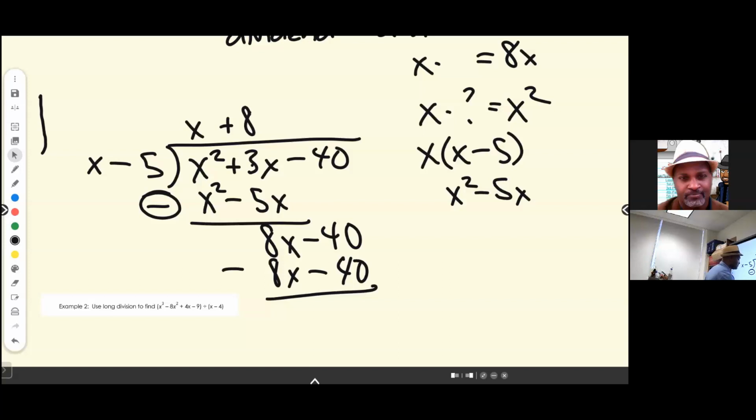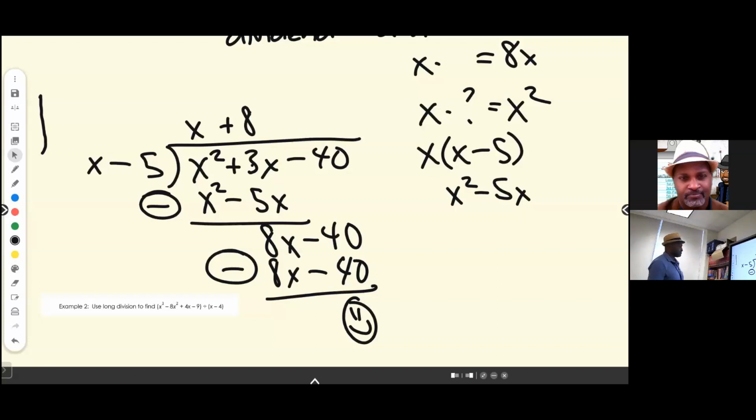We have to be careful, again, to subtract those. 8x take away 8x goes away. Negative 40 minus negative 40 is 0. So we have no remainder.